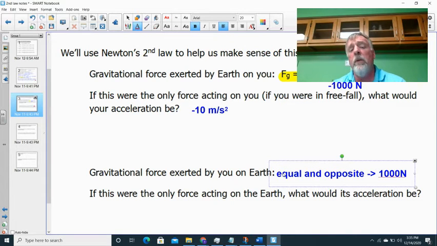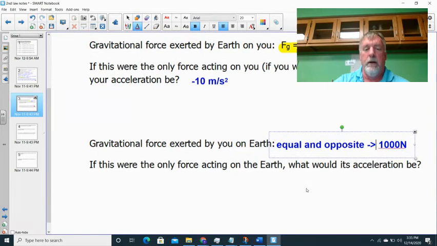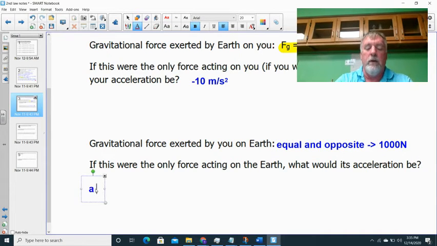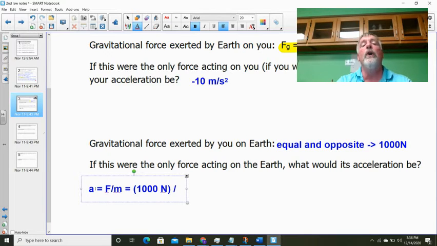Now, if this was the only force acting on Earth, what would its acceleration be? So we're asking a similar question to the one we asked about us up above. Well, let's plug in our numbers. The Earth's acceleration is equal to the force that we have applied to it divided by mass. We know that our force is 1,000 newtons, and let's divide it by the mass of the Earth. That's what's accelerating here, so we better use the mass of the Earth.